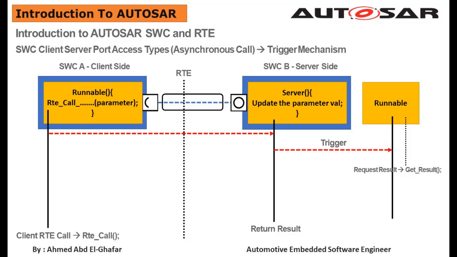At this situation, the server side triggers another runnable. How does this work? Okay, once the server is triggered by the client, the server triggers a callback function to execute another runnable. The server does this to make the runnable perform another work for him.